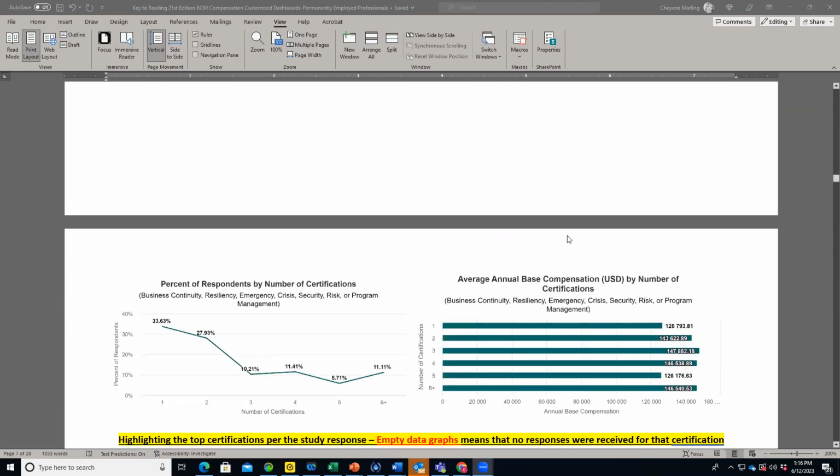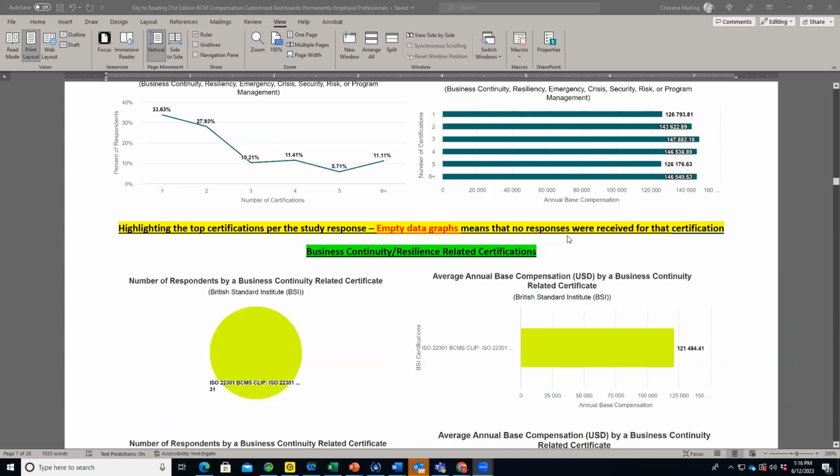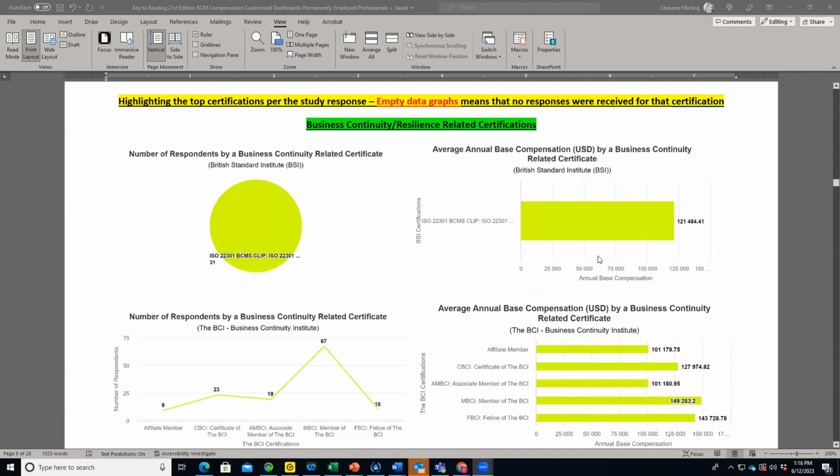So first we get into the number of certifications, and then it's separated by discipline expertise. First we have certifications specifically for business continuity and resilience. Again, if you have any empty data graphs in the certification section, that means that no one within your peer group had that specific certification. Obviously, you can look at the key and see which certification was missing within your customized dashboard.